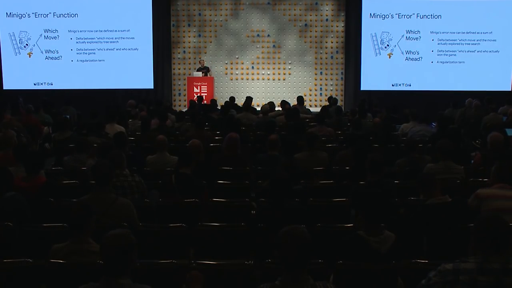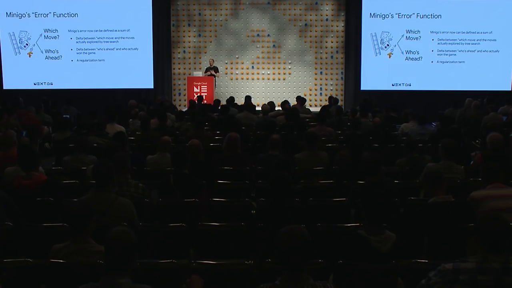Which move and who's ahead? The 2 components, which move and who's ahead, are called the policy and the value outputs of the neural network. So policy is, given a board state, where do I think the next play is going to be? And value is how do I value this board?